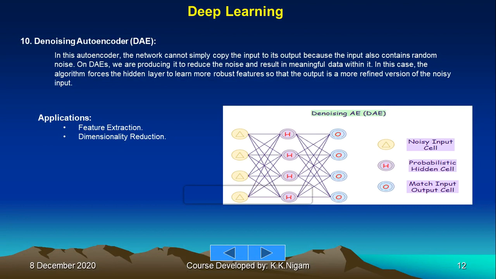Denoising autoencoder, DAE. In this autoencoder, the network cannot simply copy the input to its output because the input also contains random noise. In DAE, that is denoising autoencoder, we are producing it to reduce the noise and result in meaningful data within it. In this case, the algorithm forces the hidden layer to learn more robust features so that the output is a more refined version of the noisy input. Applications: feature extraction and dimensionality reduction.